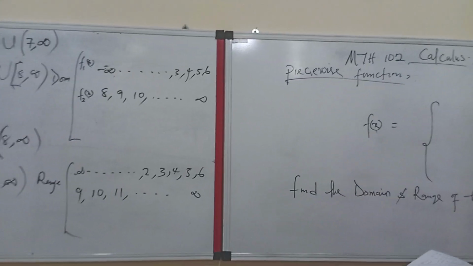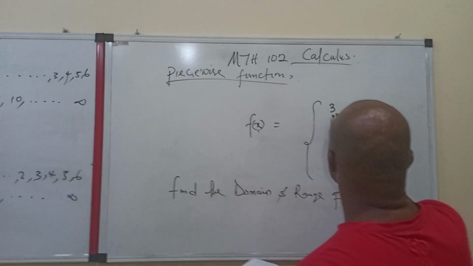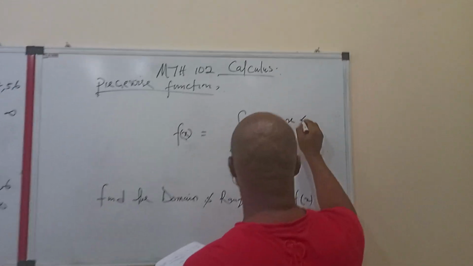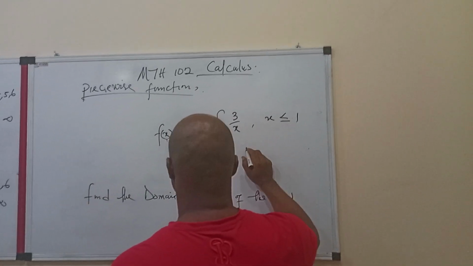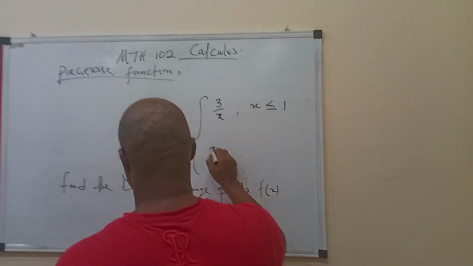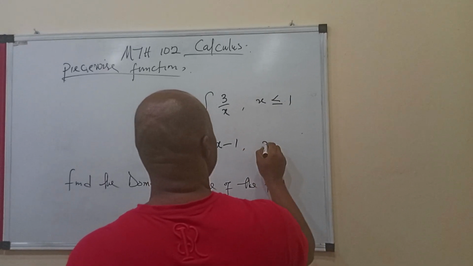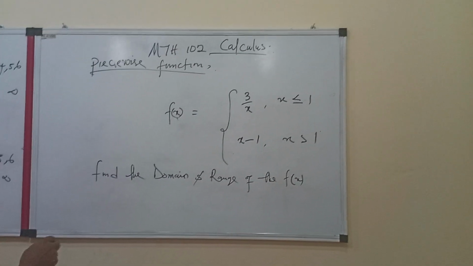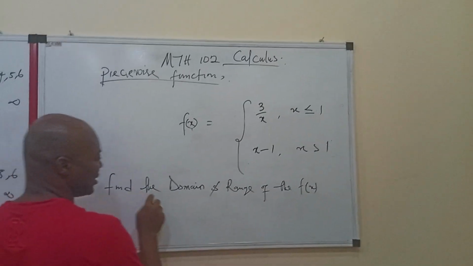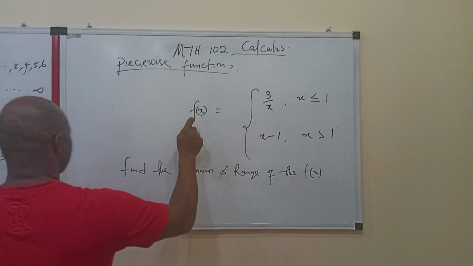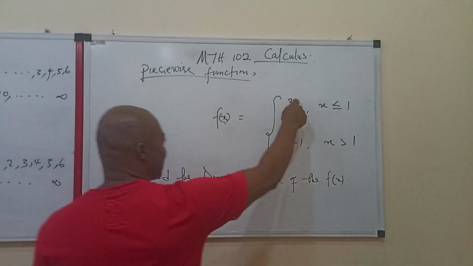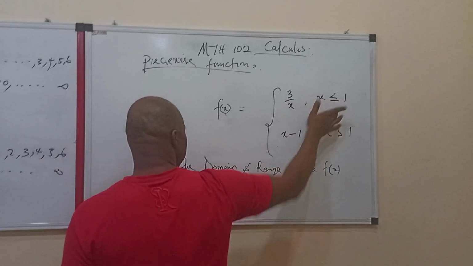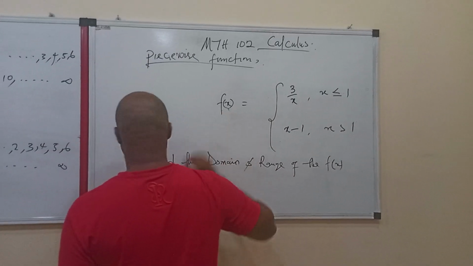Wetin we wan consider now, see the way e go dey. 3 over x, where x is less than or equal to 1. This other one now, x minus 1, where x is greater than 1. As usual, the question wey we dey ask now, find the domain and the range of this function. This smaller function dem na im make this one. So we wan find the domain. This one dem dey get their own domain, but we wan find the domain of this one.